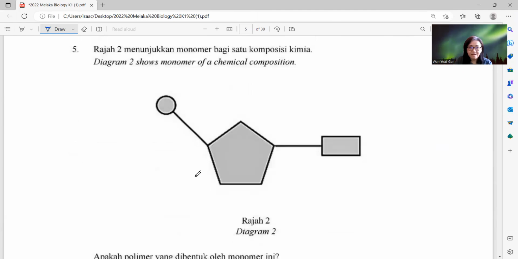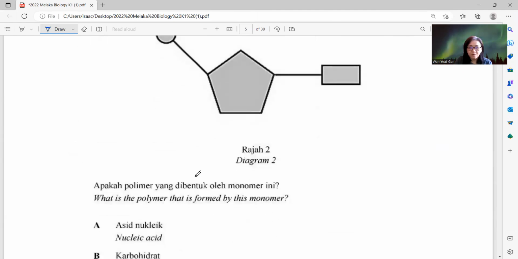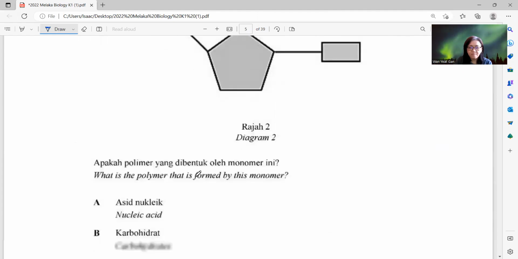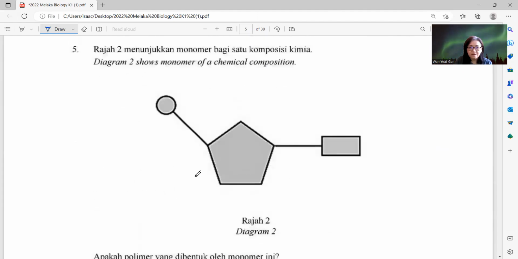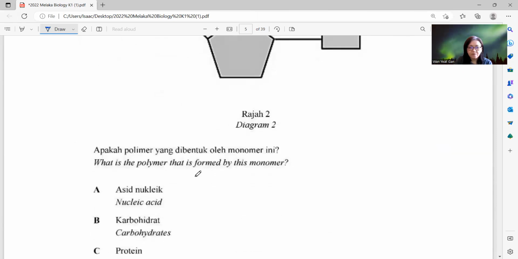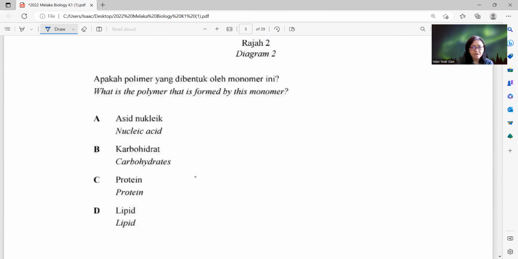Okay, number 5. Diagram 2 show monomer of a chemical composition. What is the polymer that is formed by this monomer? So this is a nucleotide, right? So the polymer is nucleic acid.